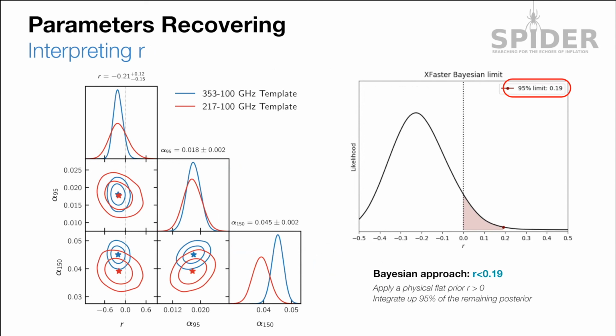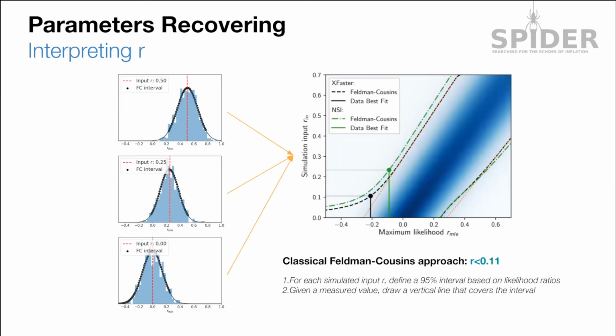Or we could do a classical confidence interval for R following the Feldman-Cousins approach, where we simulate the R space with a 95% interval for each input R. Then we look at the certain R range that we have observed, and that gives us an upper limit of 0.11.